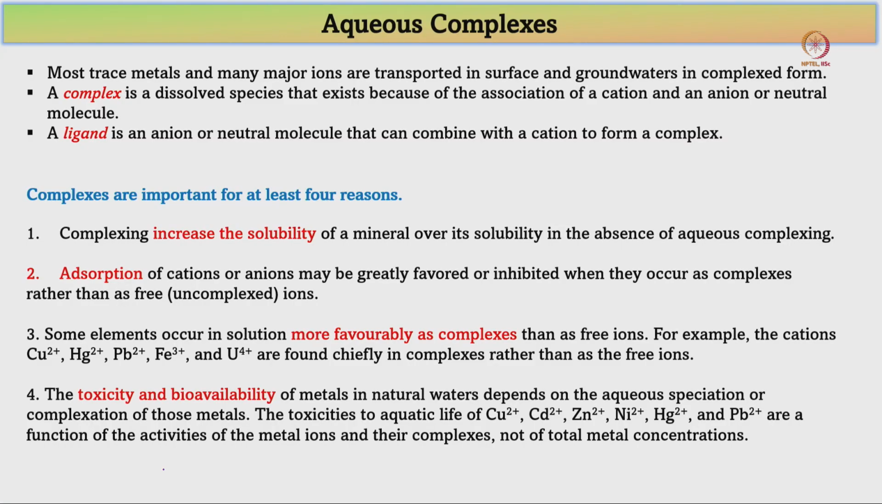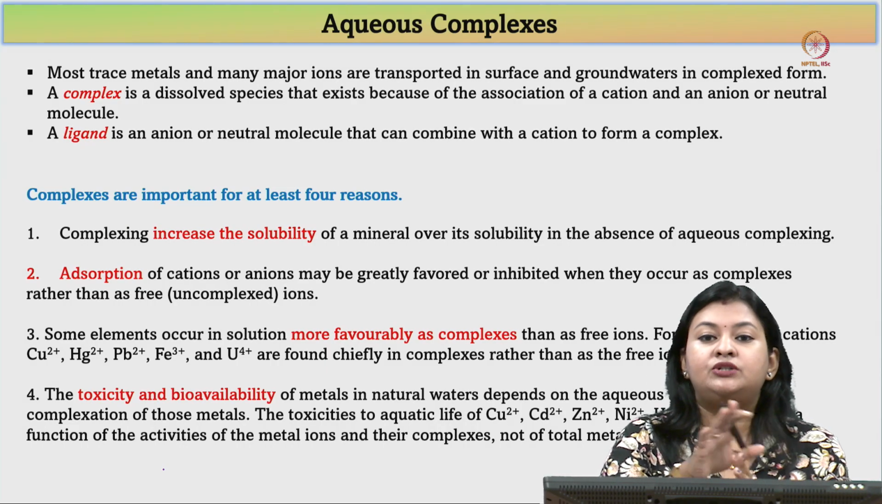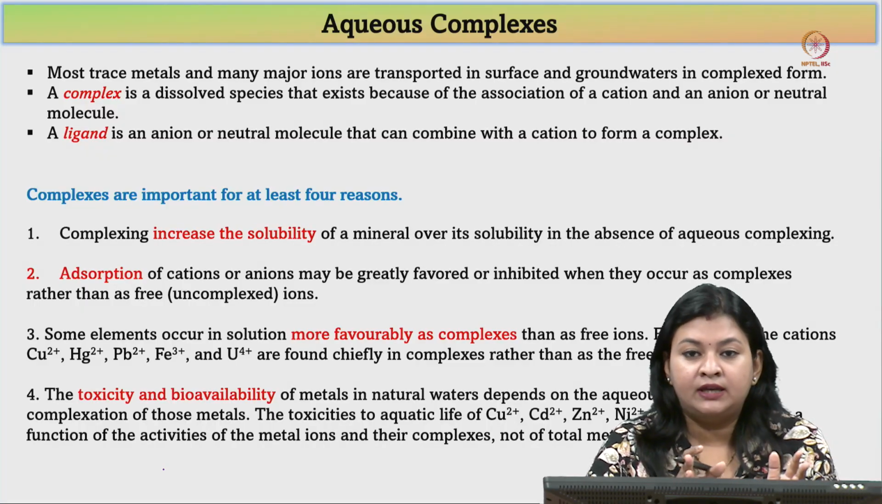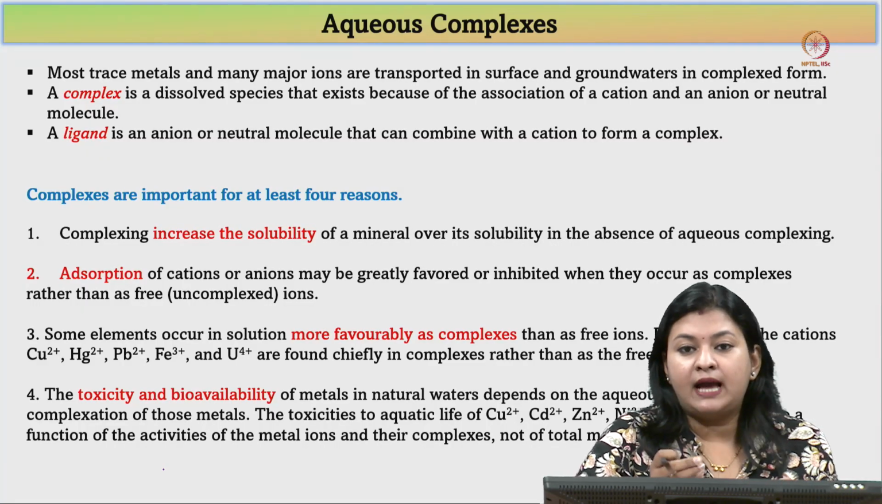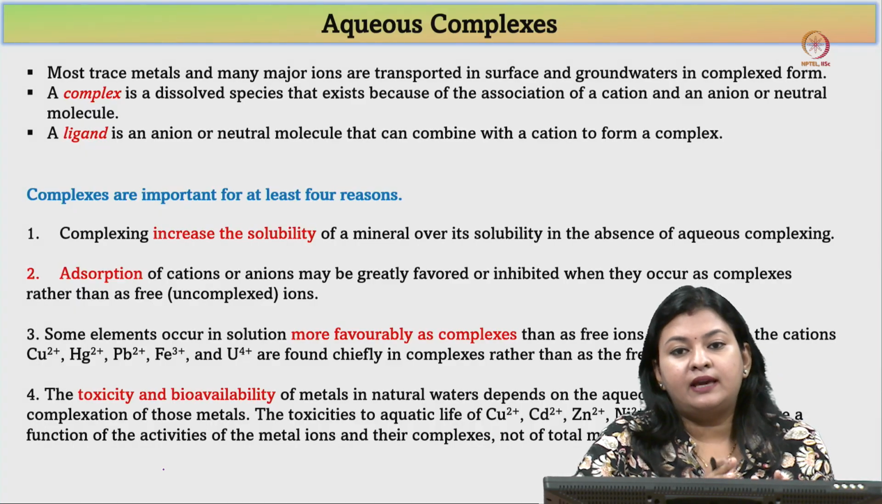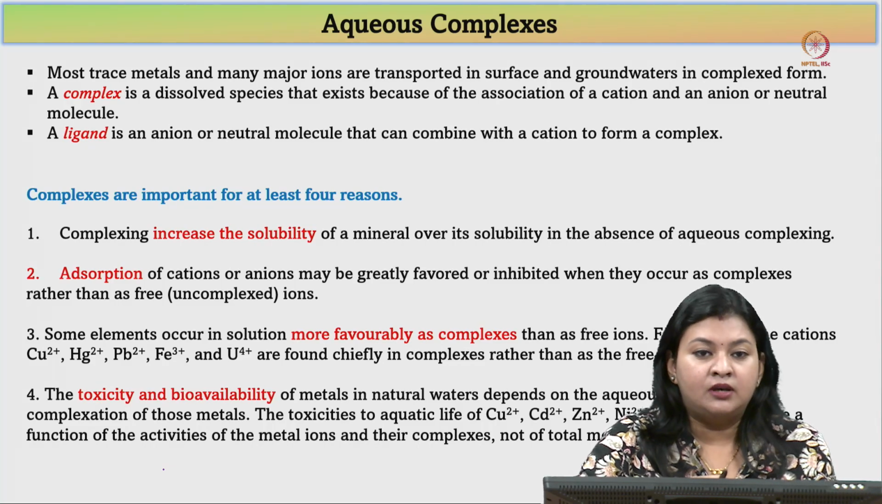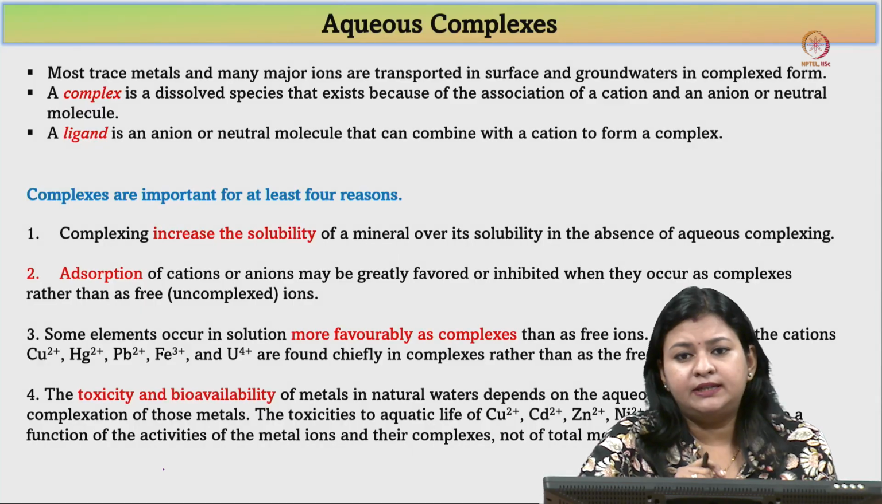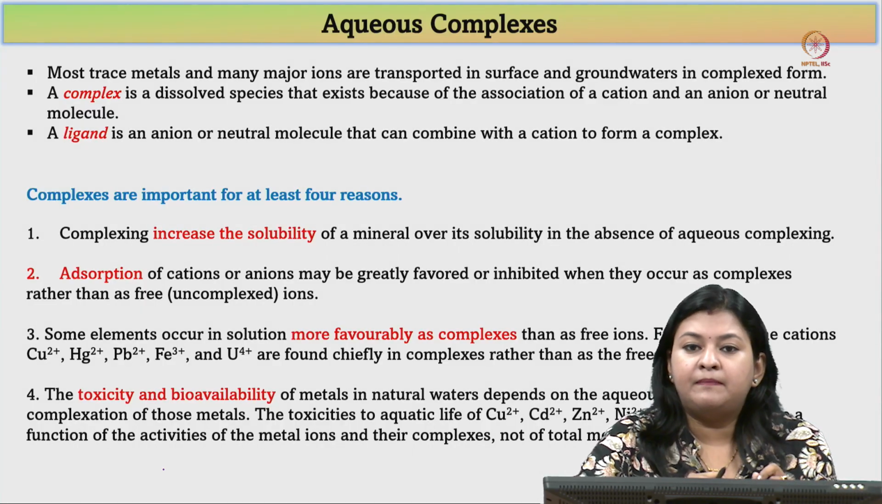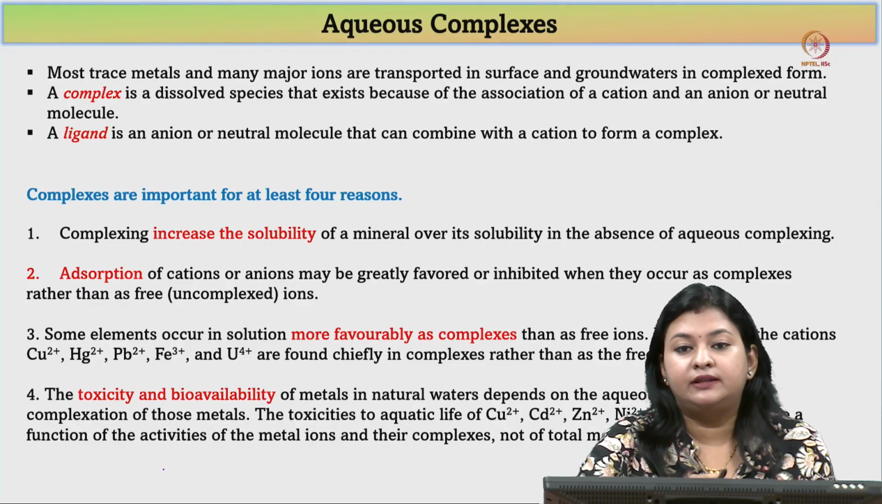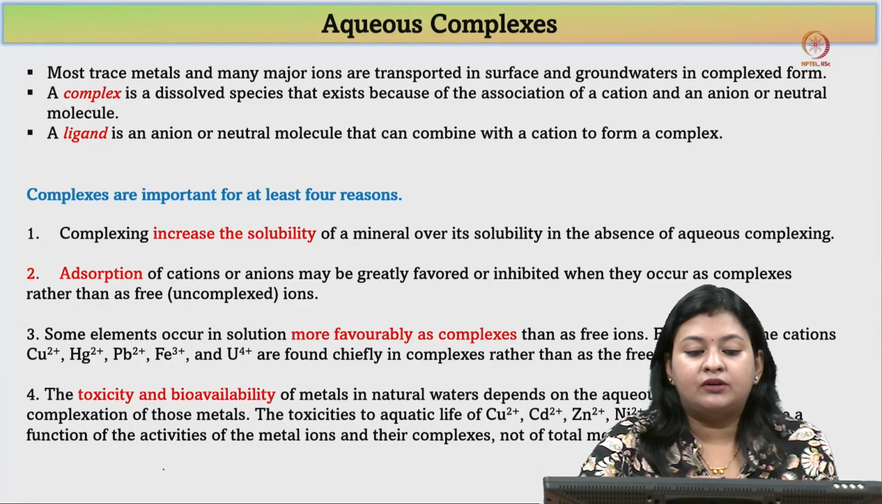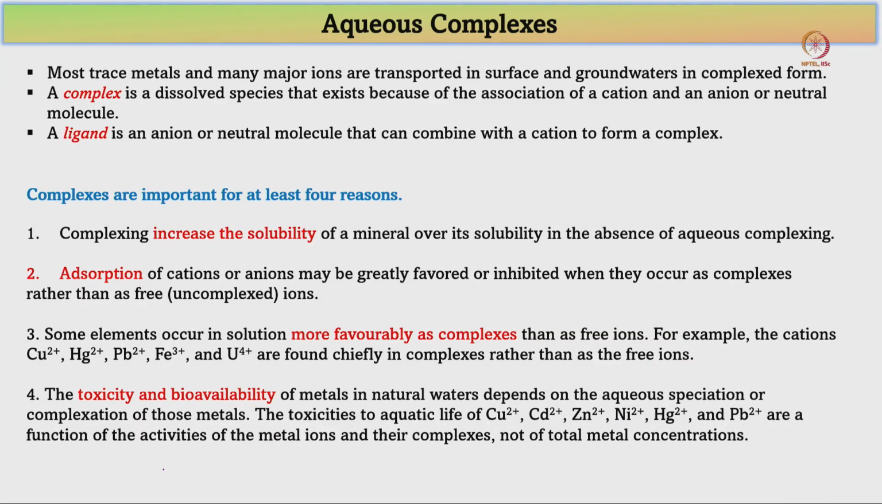So, for now, adsorption of cations or anions may be greatly favored or inhibited when they occur as complexes rather than as free uncomplexed ions. Okay. Just due to their electrostatic bonding nature, free ion availability, their complexity can be very favorable for adsorption. Also, the dissolution of some metals is higher if they are in their complex form. So, some elements occur in solution more favorably as complexes than as free ions.